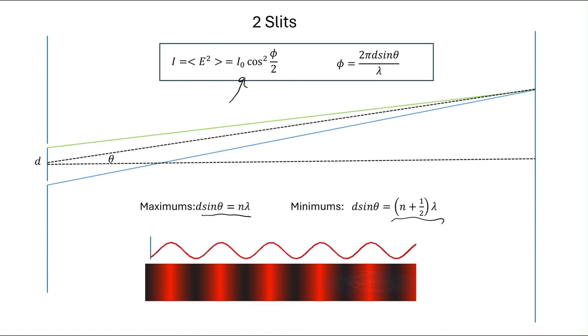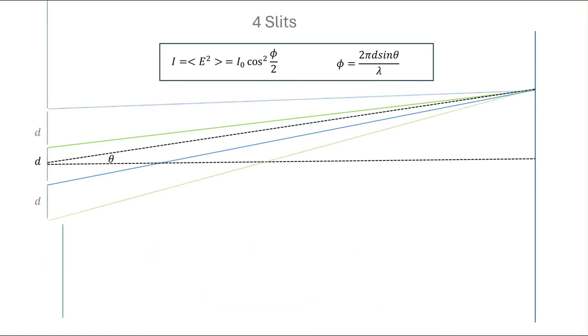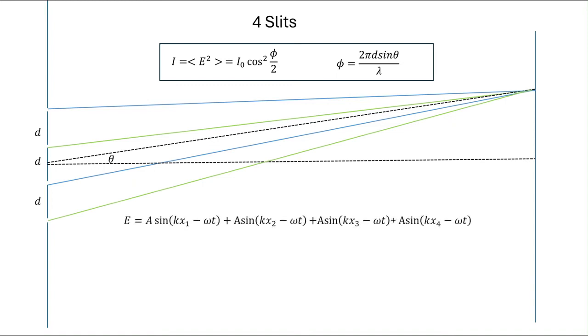Okay, what's next? Well, what's next is, what if we wanted to do 4 slits? Okay, well, it's the same technique. We don't have to do anything differently, right? Now I just have to add 4 wave functions. And instead of saying x1, x2, x3, I'm just going to keep adding phi, 2 phi, 3 phi.